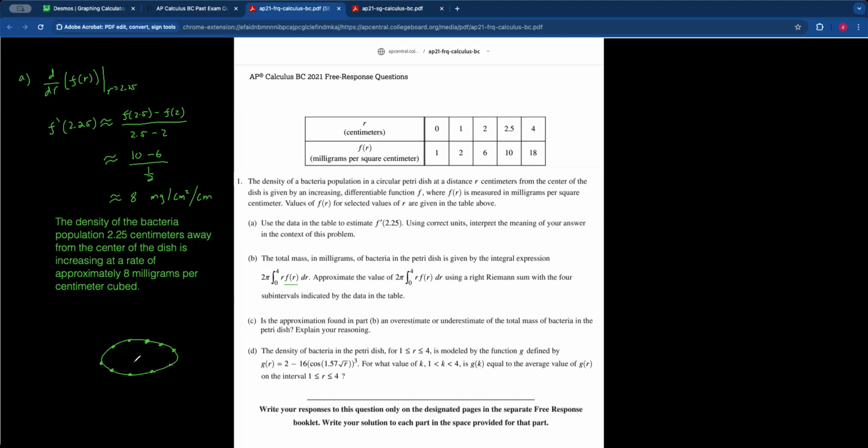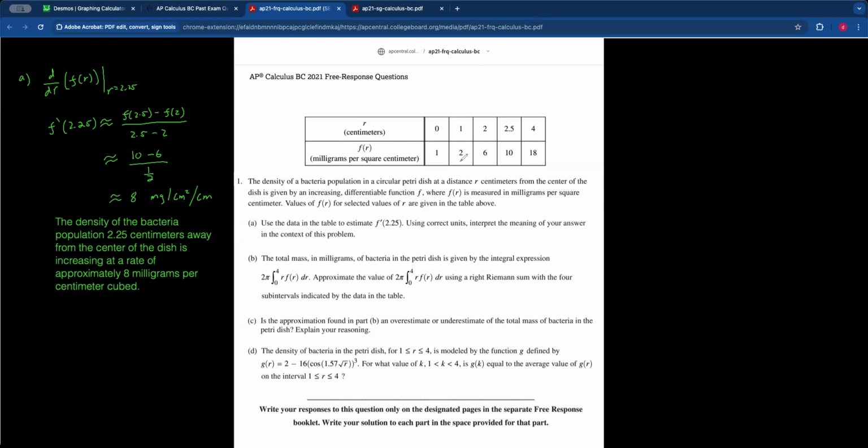And so if we start with the circle with radius 0, and go all the way up until you reach a circle of radius 4, and then sweep around, this is almost like a polar interpretation. But this indeed does give us the total mass of the bacteria, right? So in this case, approximate the value of 2 pi integral from 0 to 4 of r f of r dr using a right Riemann sum with the 4 subintervals indicated by the data.